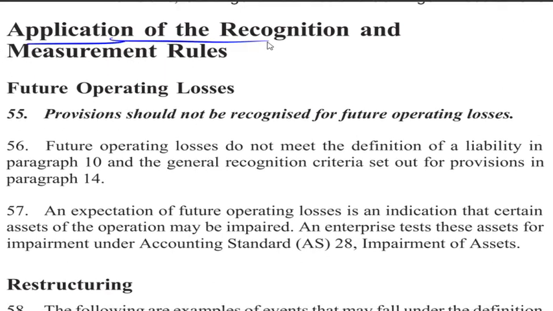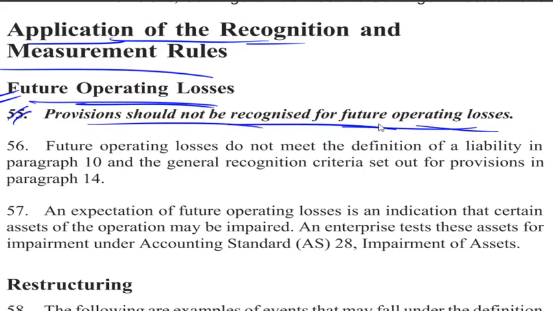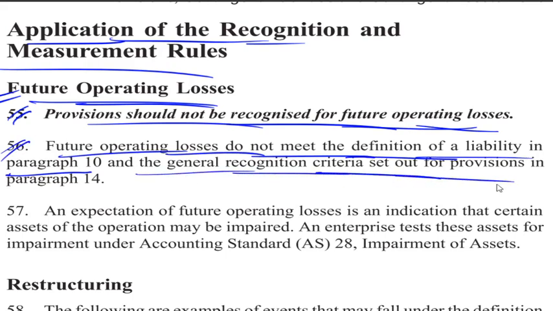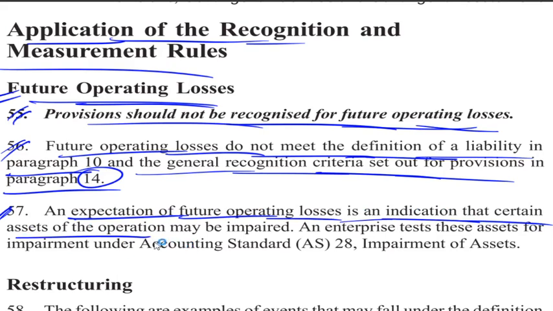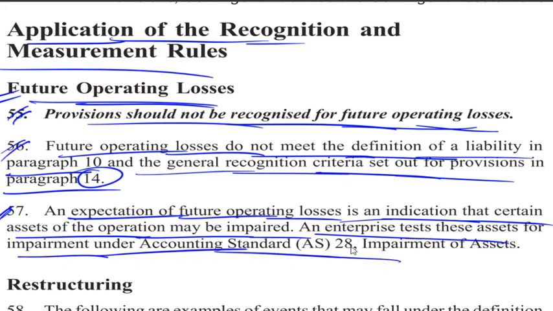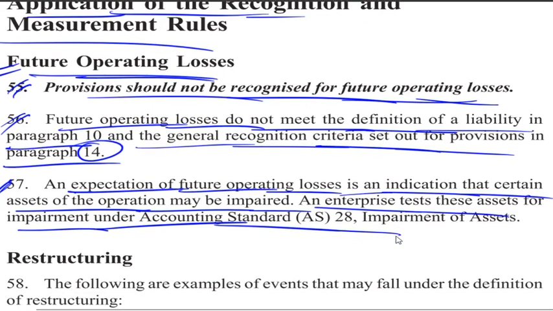Application of recognition and measurement rules. Future operating losses. Provisions should not be recognized for future operating losses. Future operating losses don't meet the definition of a liability in para 10, and the general recognition criteria for provision in para 14. The expectation of future operating loss is an indication that certain asset of the operation may be impaired. An enterprise tests this asset for impairment under accounting standard 28, Impairment of Asset.